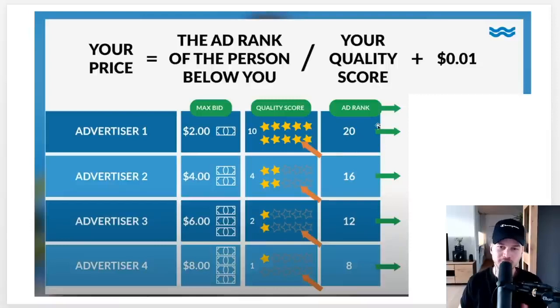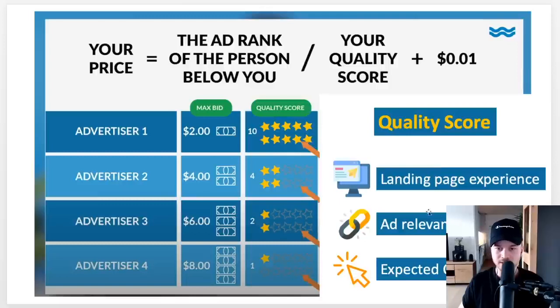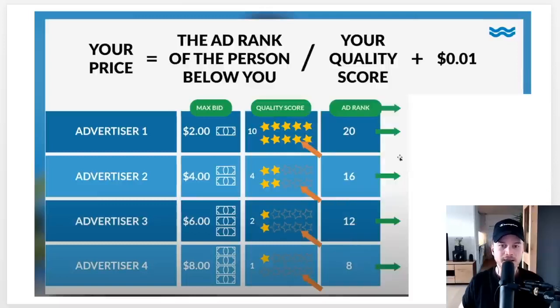Now, how does Google define your ad rank? So it's actually a formula. It's max bid times quality score. So your max bid for advertiser number 1 is $2. Quality score is 10 because they have very good ads, very high relevancy, and very high expected CTR. They get an ad rank of 20, which is higher than the other advertisers, so they get the first place on Google. Advertiser number 2 has a max bid of $4, but only a 4 out of 10 quality score, so 4 times 4 is 16, so they get an ad rank of 16, so they are below the first advertiser.